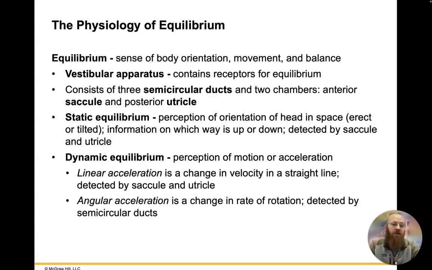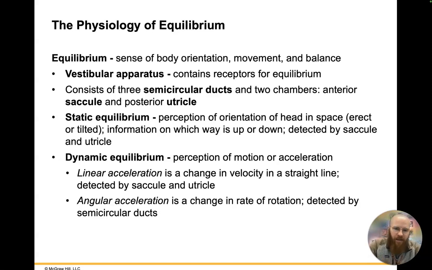So this is especially useful, let's say whenever you're underwater, right? If you get a little bit deep in the water, you're gonna need this static equilibrium to know which way should I swim when I need to come up for air. And this is actually detected by the saccule and the utricle. I'll show you a diagram of that in a moment.